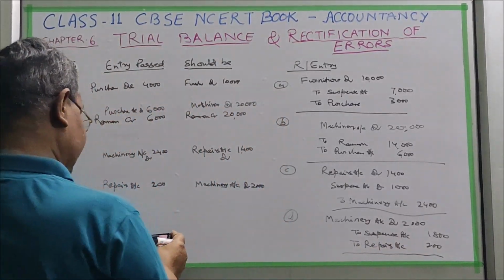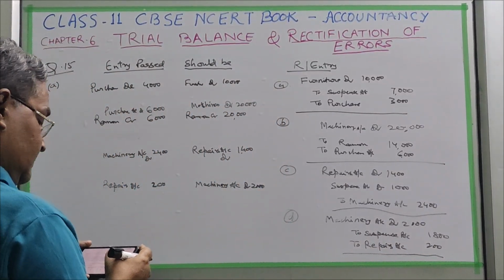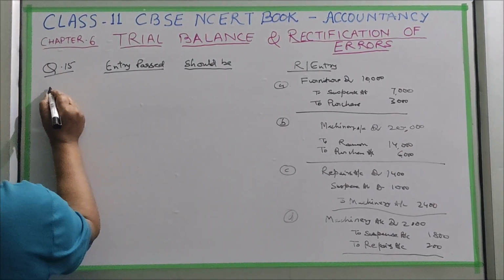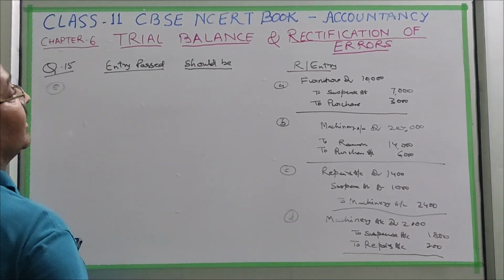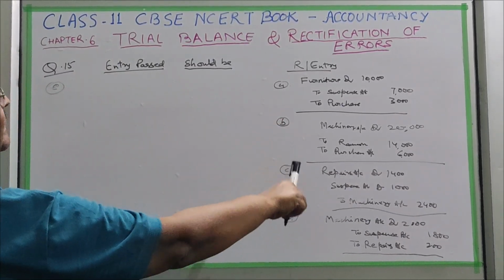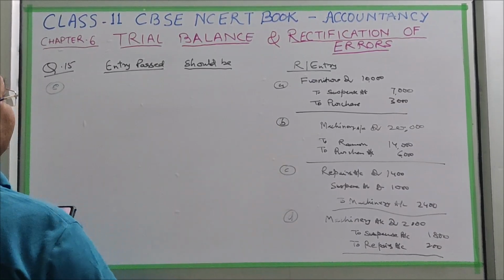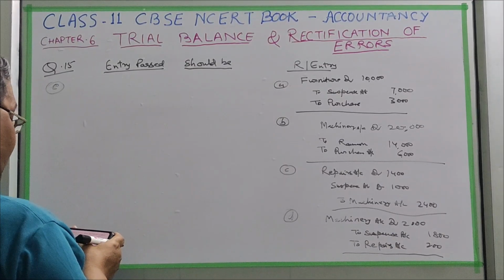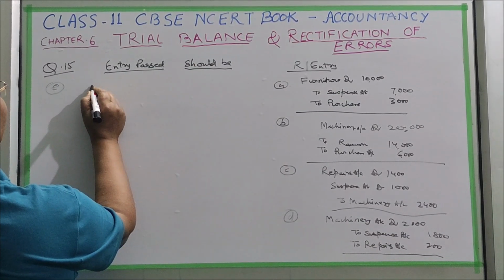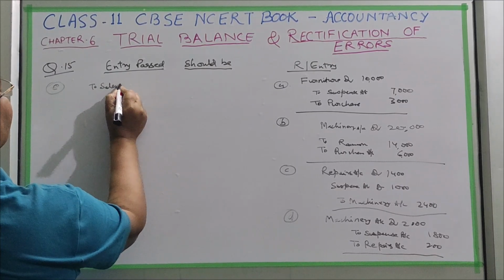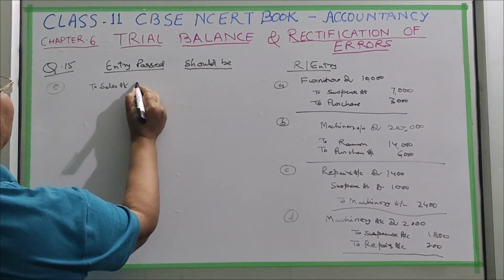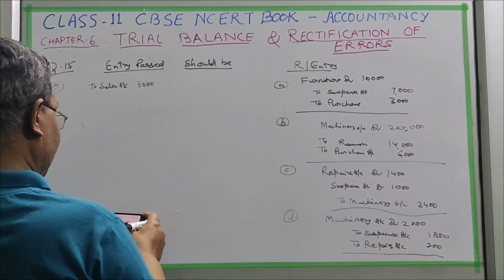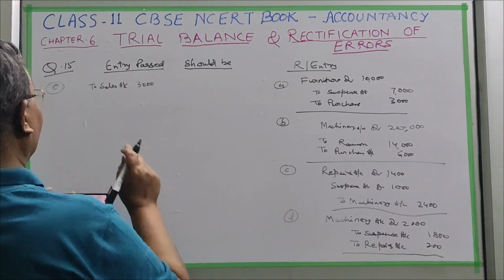Then one, E, is remaining. I am doing it here because we record these entries for the suspense account, so I am not rubbing it. Entry passed: sales of old machinery, book value 3,000, was credited to sales account as 5,000.